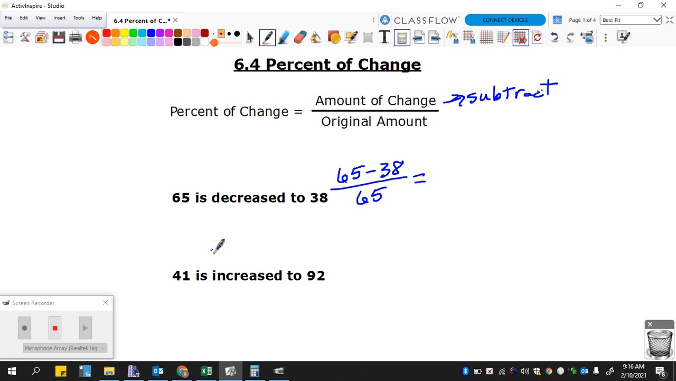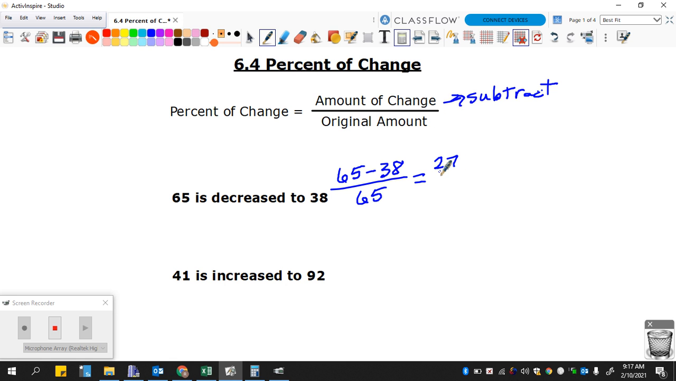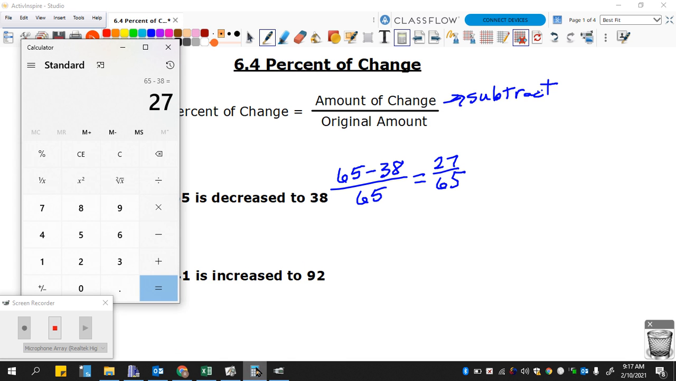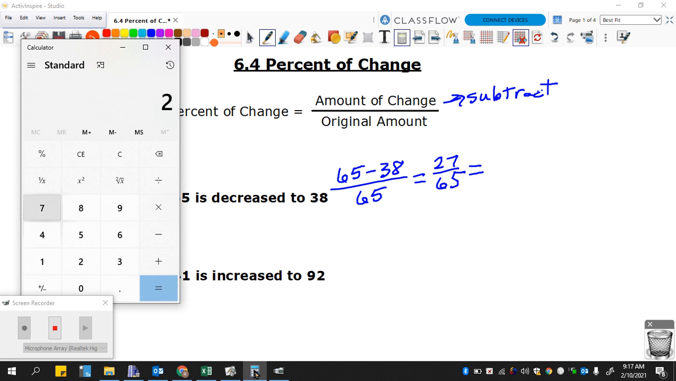So when we take 65 minus 38, we find that is 27. So we have 27 over 65. And so we want to find the percent, so we have to change that to a decimal and then change that to a percent. So 27 divided by 65 is 0.415384, and so on, a big long number.